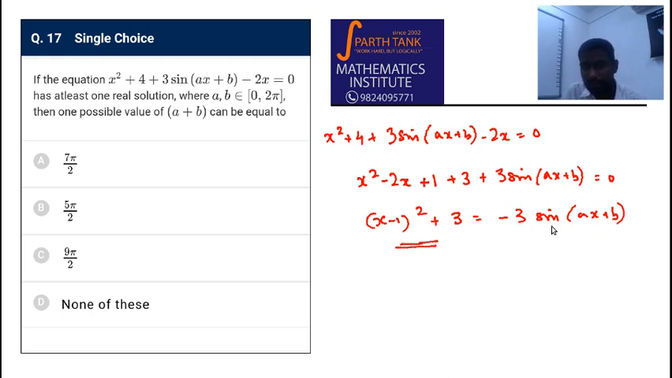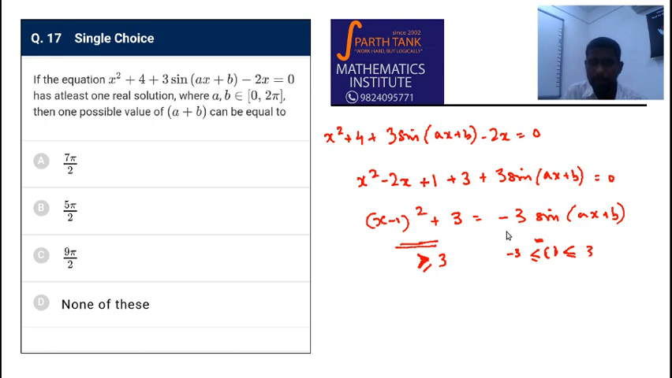Now on this side, we know sine x is going to be between minus 1 to plus 1. Right? So the maximum value of this side is going to be 3 and the minimum value is minus 3. So this is going to be between 3 and minus 3. So the only solution is possible when both sides are equal to 3. Right? This side is always greater than or equal to 3, and this side is between 3 and minus 3. So the only solution possible is 3.